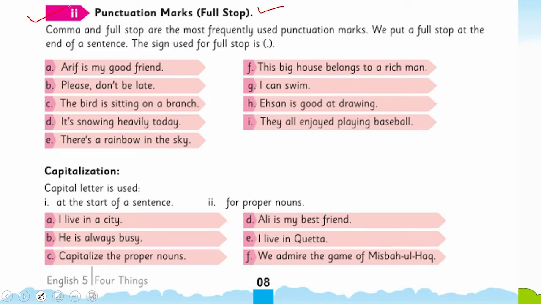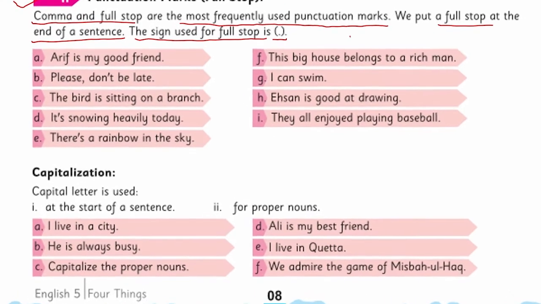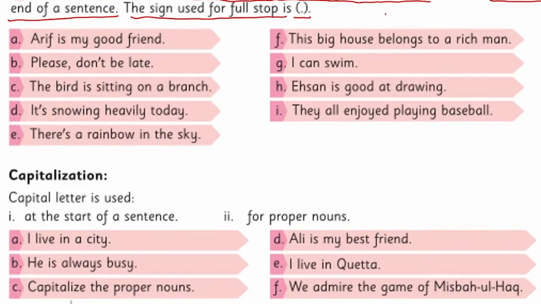Comma and full stop are the most frequently used punctuation marks. We put a full stop at the end of a sentence, and the sign used for full stop is this, a dot. Number one: Arif is my good friend. Here the full stop is used at the end. In the second sentence: please don't be late. This is the full stop here.